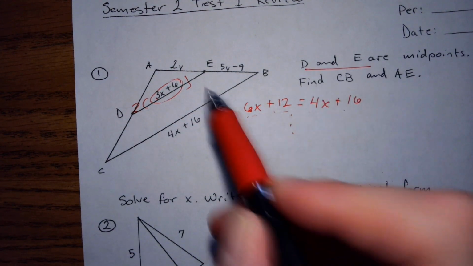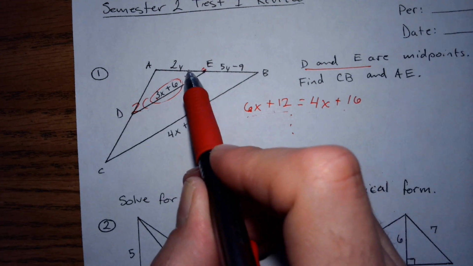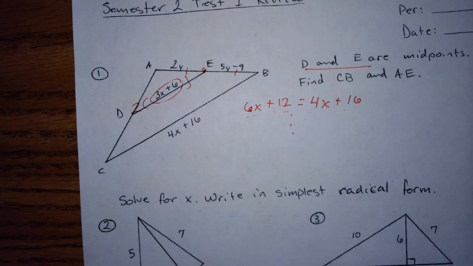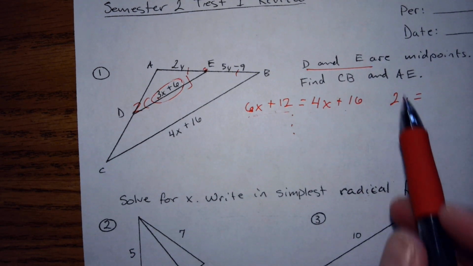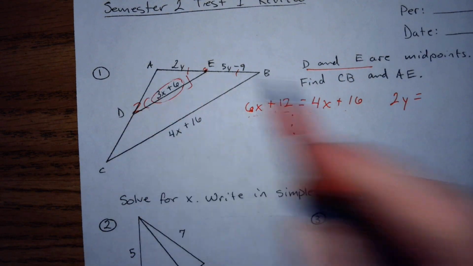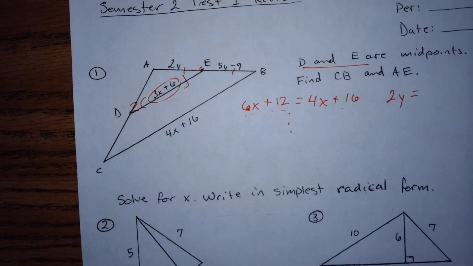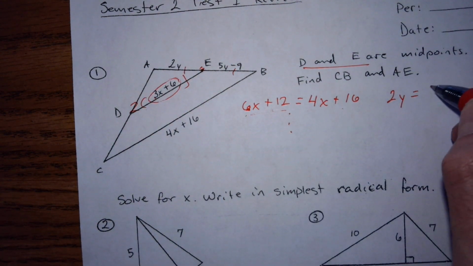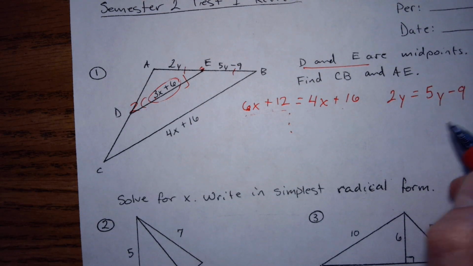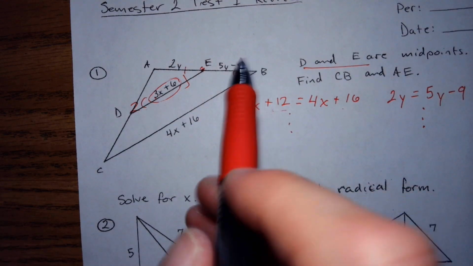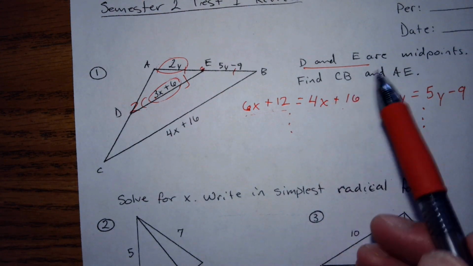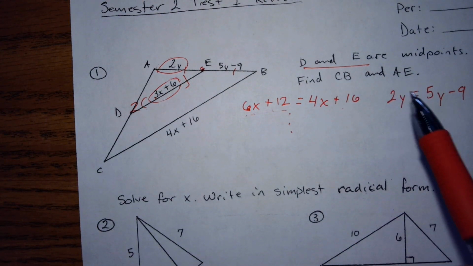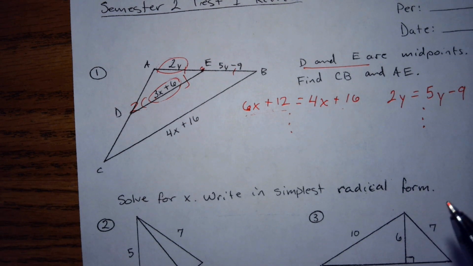Since D and E are midpoints, that means those side lengths are congruent. So the second part to find AE is by setting these two just equal. You don't have to multiply by anything. 5y minus 9. Once you solve for y, you plug it back into 2y because it's asking for AE. Are there any questions on that one?